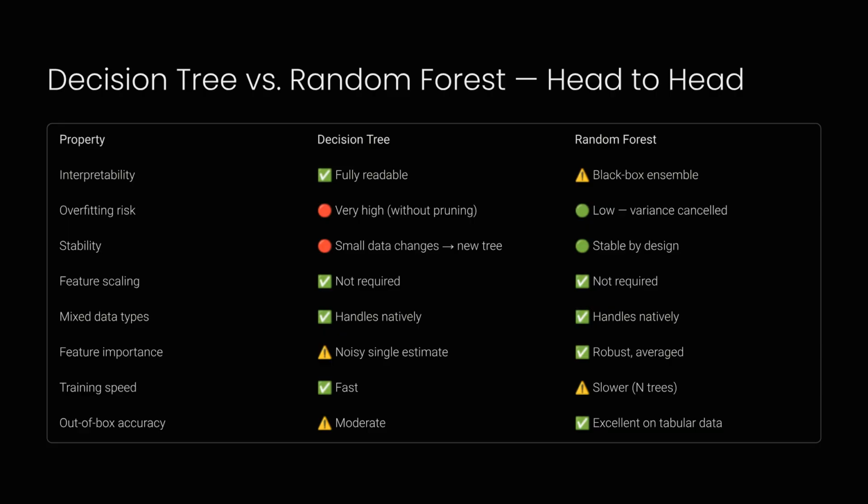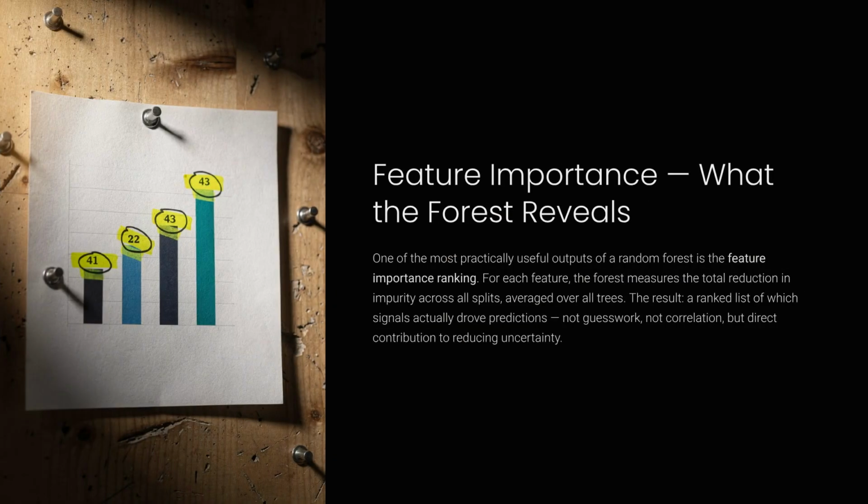Random forests are black box ensembles, but offer low overfitting risk and high stability due to variance cancellation. Both handle mixed data types and do not require feature scaling. A key output of a random forest is the feature importance ranking. This measures the total reduction in impurity across all splits, averaged over all trees. This ranks which features contributed most directly to reducing uncertainty in the prediction.